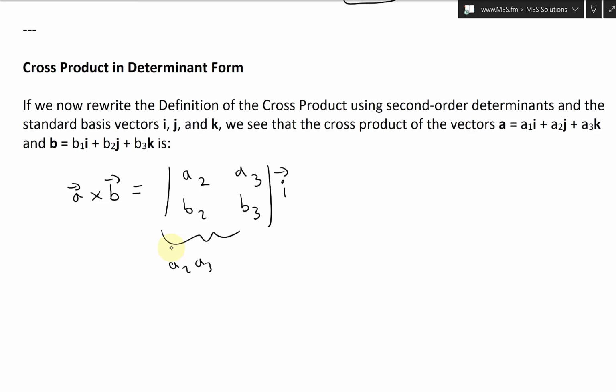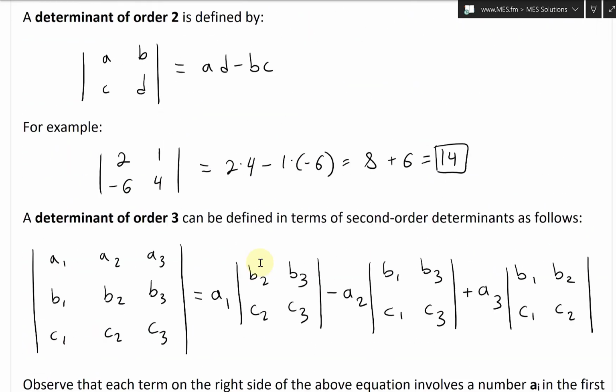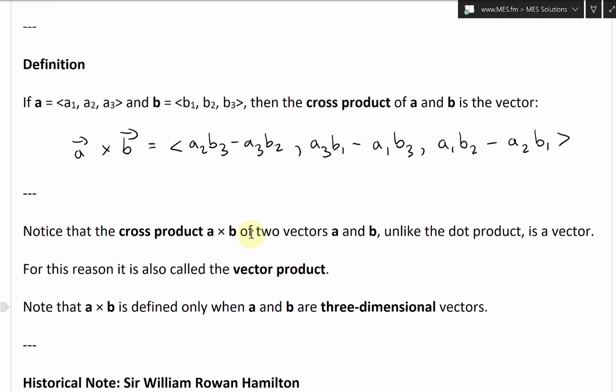In other words, that equals a2 b3 minus a3 b2, and this is in the x coordinate, or the x-axis. This is a2 b3 minus a3 b2, and going back to the definition, that's this right here. And then we multiply by the i, so that it's the x-axis direction.